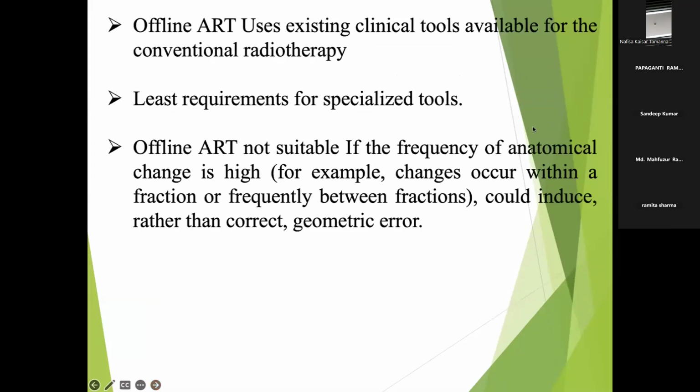And offline ART allows the clinical tools. It doesn't basically need extra tools for the RT procedures, so it has the least requirement of specialized tools. And offline ART is not suitable if the frequency of anatomical changes is high, for example, if changes occur within a fraction or frequently between the fractions. It could induce, rather than correct, geometric error.